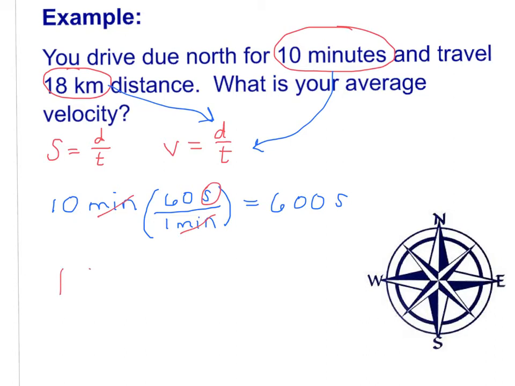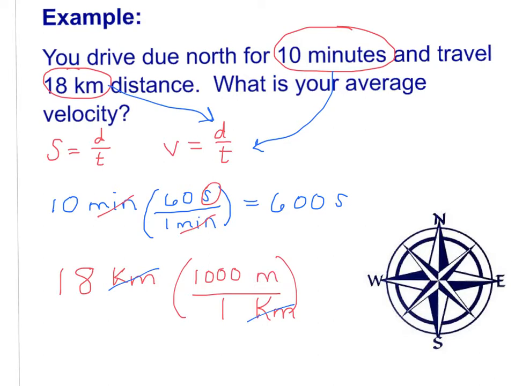I have 18 kilometers, and I want that in meters. I know that 1,000 meters are in a kilometer for my conversion unit. What do I put on bottom? I put kilometers on the bottom because I want my kilometer units to cancel out, right? I know that 1 kilometer equals 1,000 meters. So when I multiply this out, 18 times 1,000 is 18,000 meters. The kilometers cancel out. I'm left with just meters.